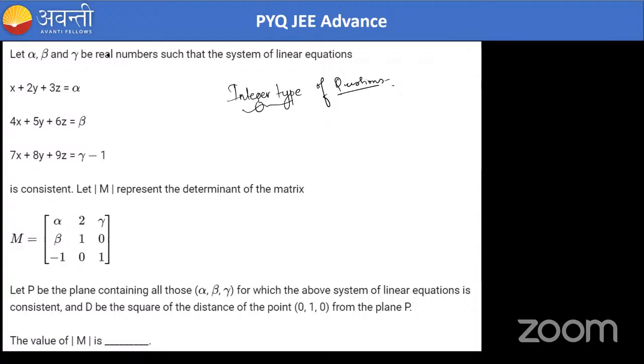So this question is saying, let alpha, beta, gamma be real numbers such that the system of linear equations given to us as x plus 2y plus 3z equals alpha, 4x plus 5y plus 6z equals beta, and 7x plus 8y plus 9z equals gamma minus 1 is consistent, right? So this system of linear equations is consistent.